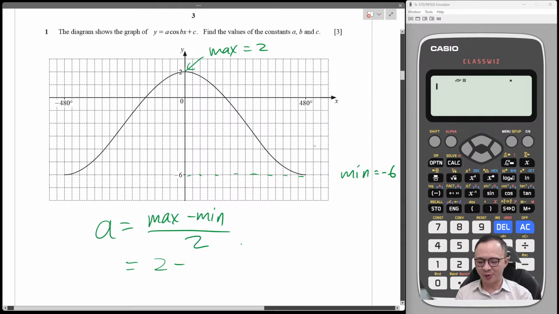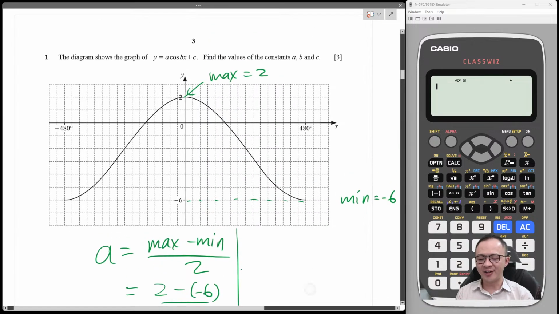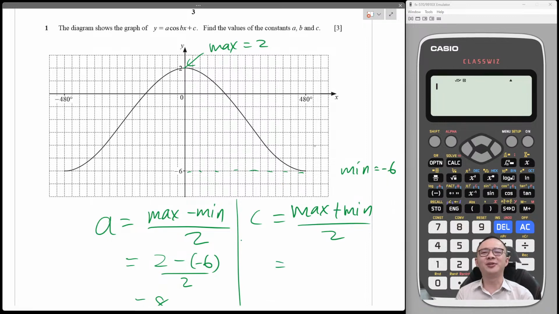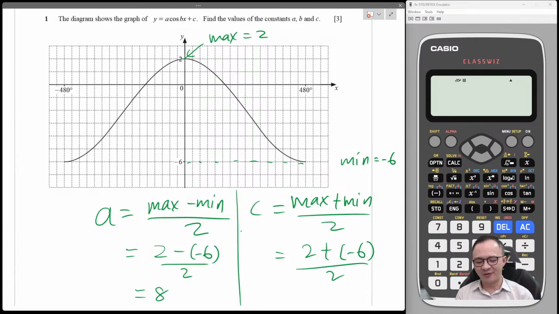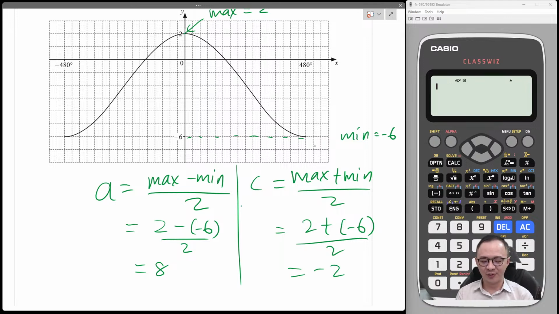So it's basically 2 minus -6 divided by 2. Your amplitude is basically 8. If you want to find the C also, you can apply the formula, which is maximum plus minimum divided by 2. This formula is no need to think, we straight away apply. It has good and bad. The bad is that sometimes students might forget the formula or remember it wrongly, then get the wrong answer. So this one should be -2.